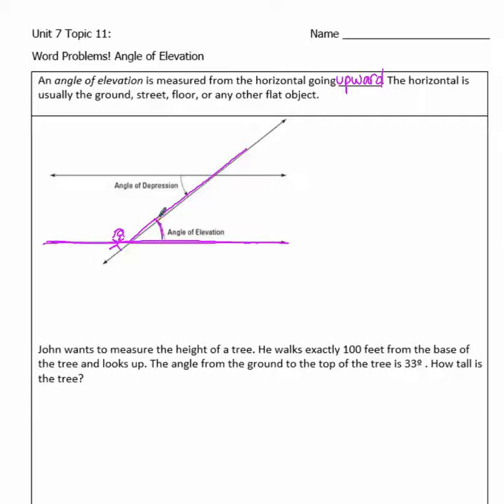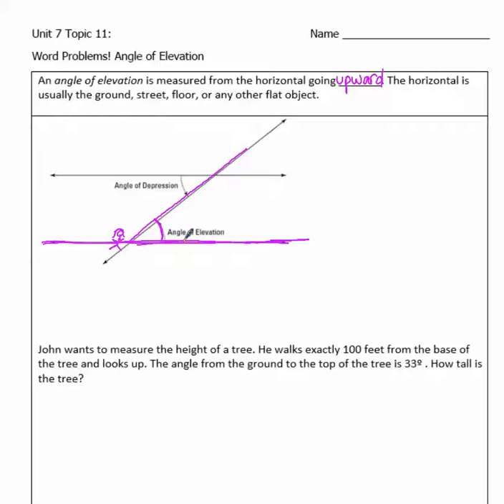And so it's this angle, the angle that it makes with the ground or the street or the floor. So angle of elevation is from the horizontal. Horizontal is just a line like this, looking upward. All right, so let's take a look at an example.